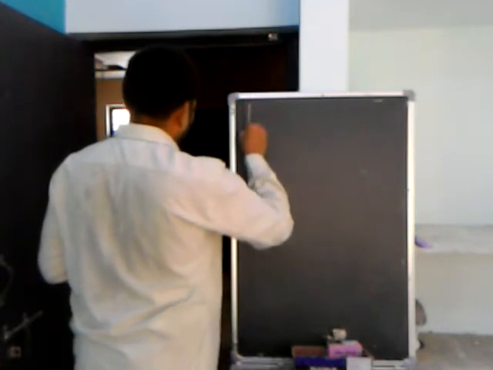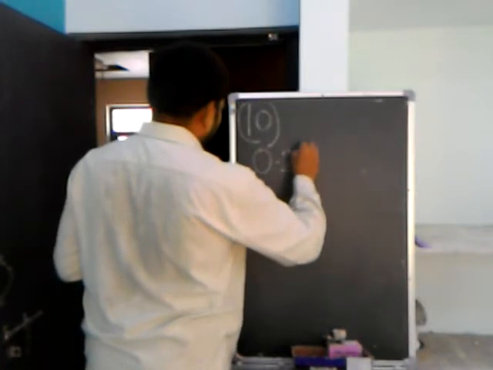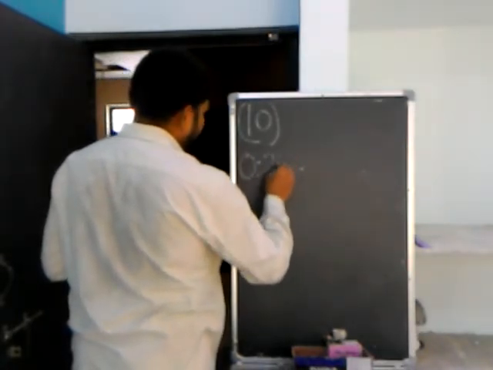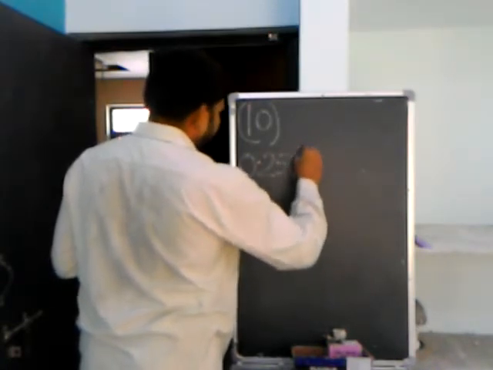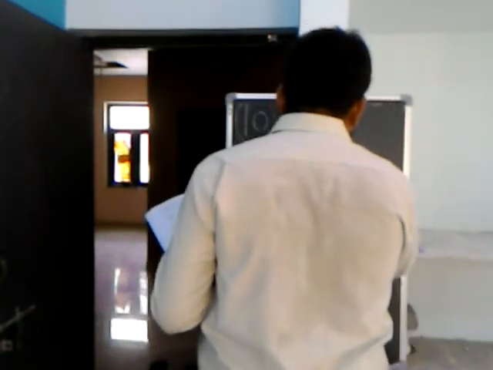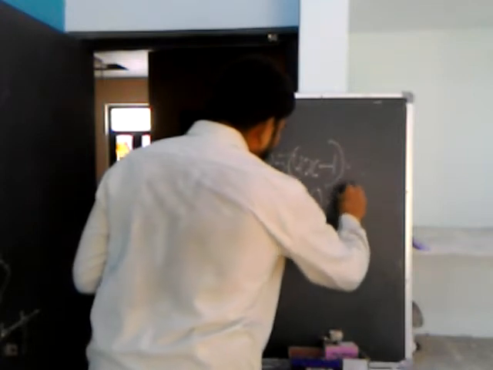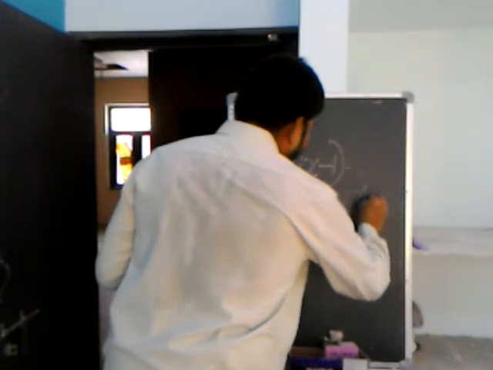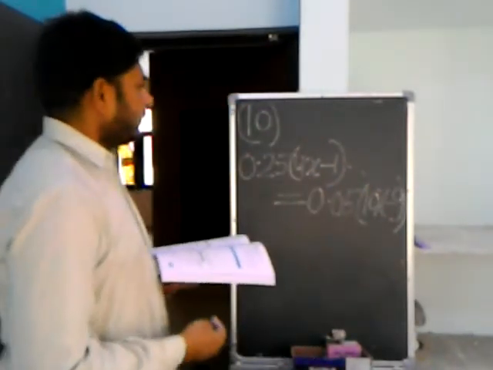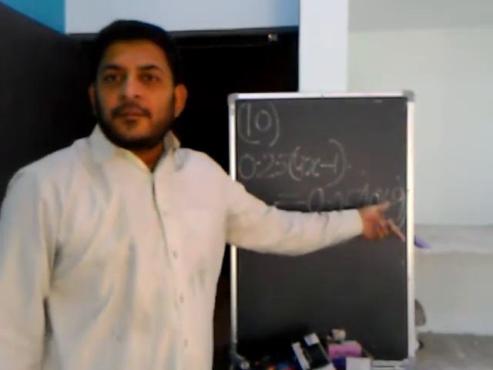Question number 10. Let me start writing from here. 0.25 bracket start 4x minus 1 is equal to 0.05 multiplied by tan x minus 9. 0.25 into 4x minus 1 and 0.05 back inside of the bracket tan x minus 9.